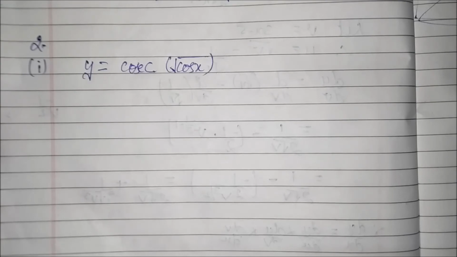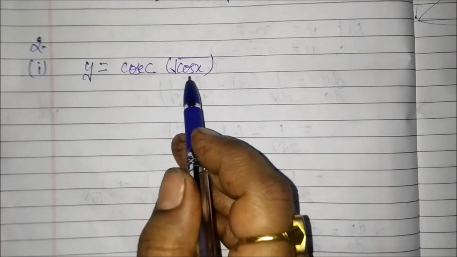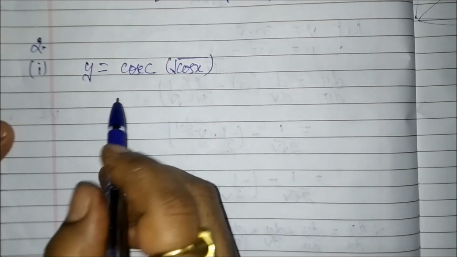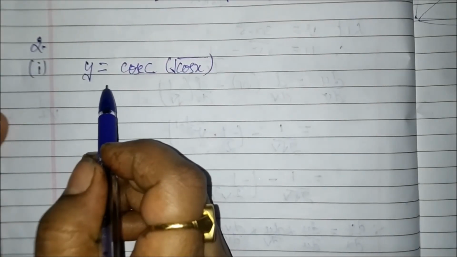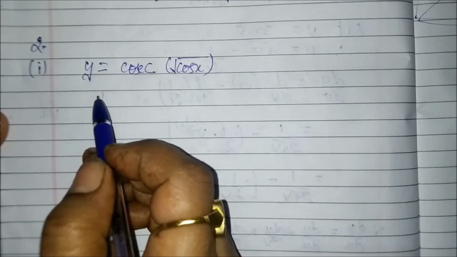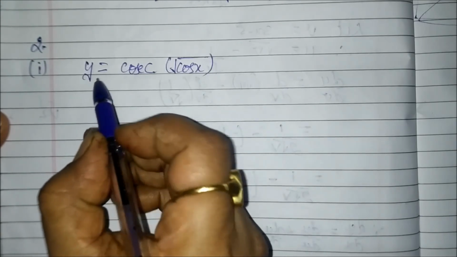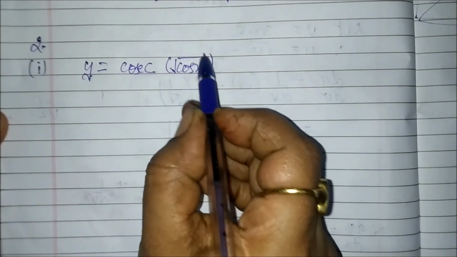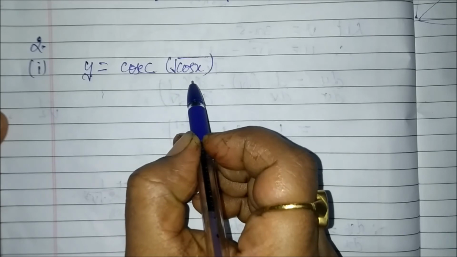Now question 2, y is equals to cosec of root cos x. Okay, now in the first question I have solved by taking uv by substitution. Now see how to apply direct method. Okay, y is function of cosec. Cosec in place of x it is given root cos x.